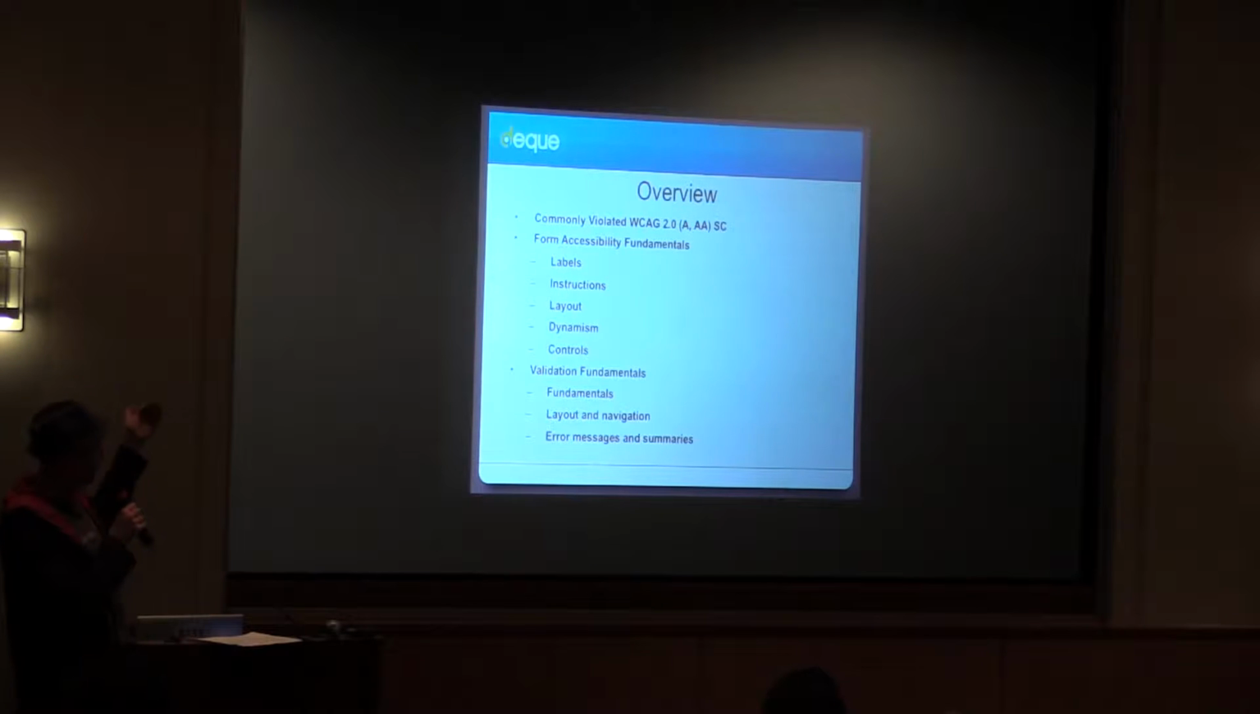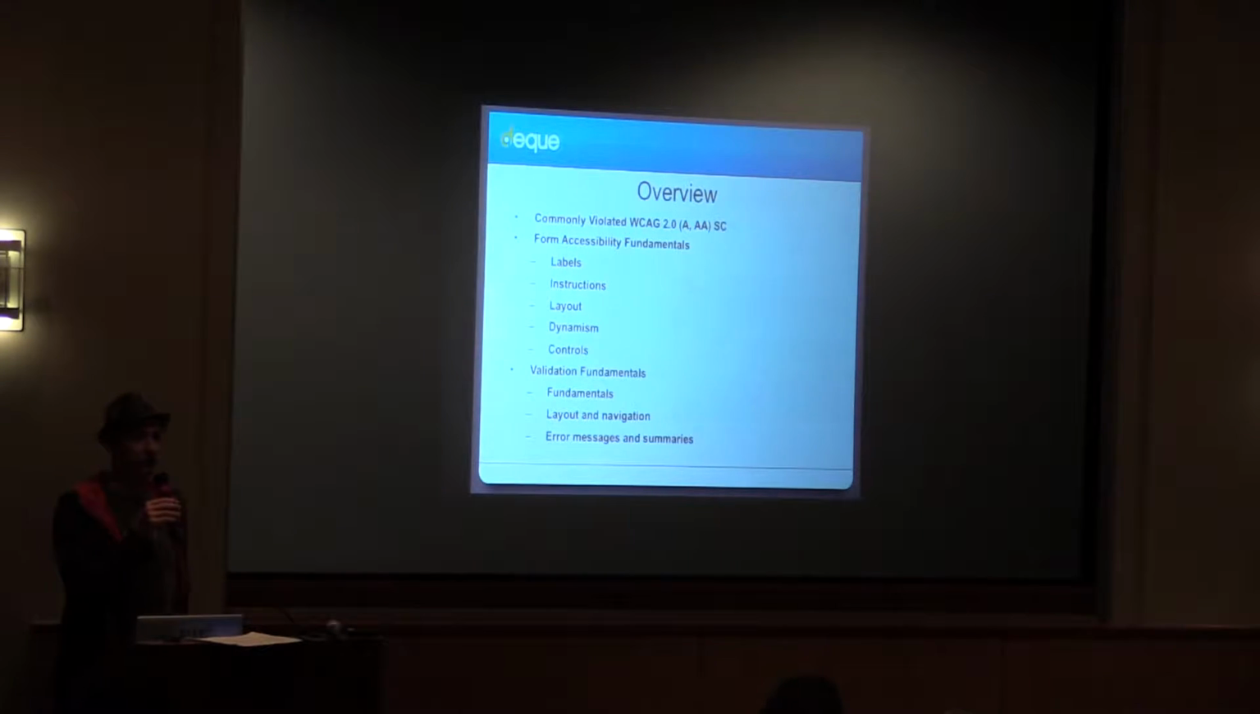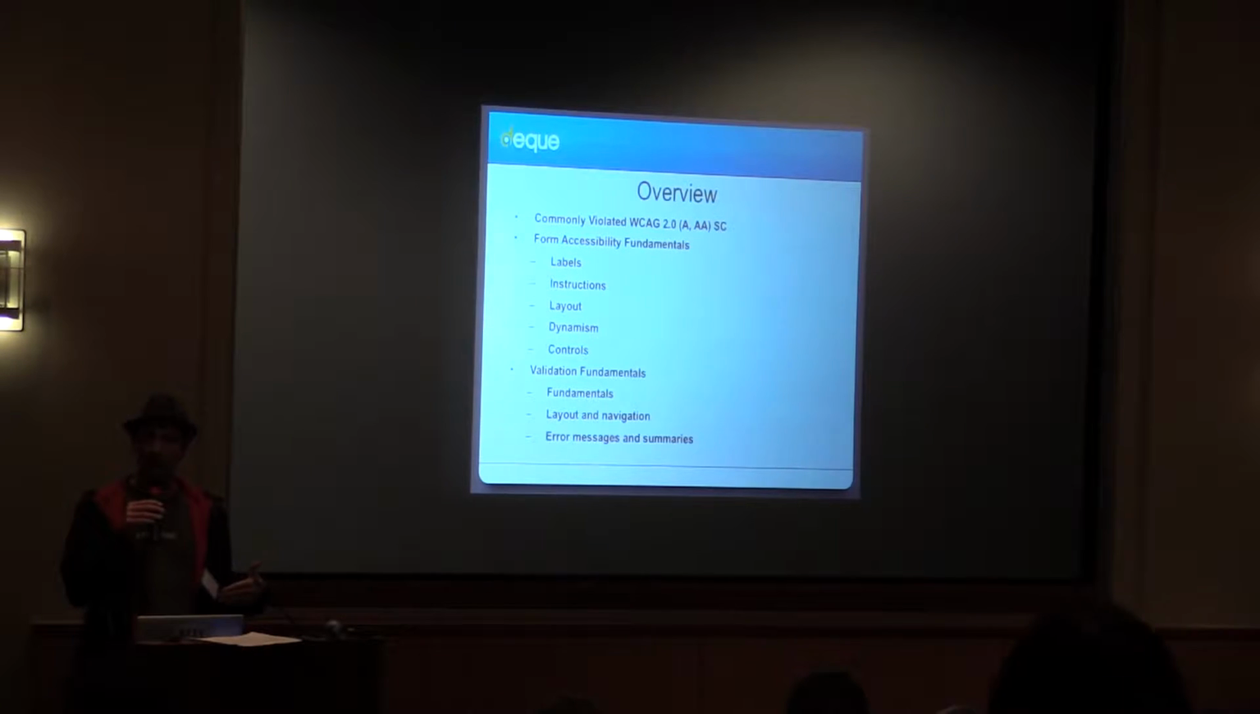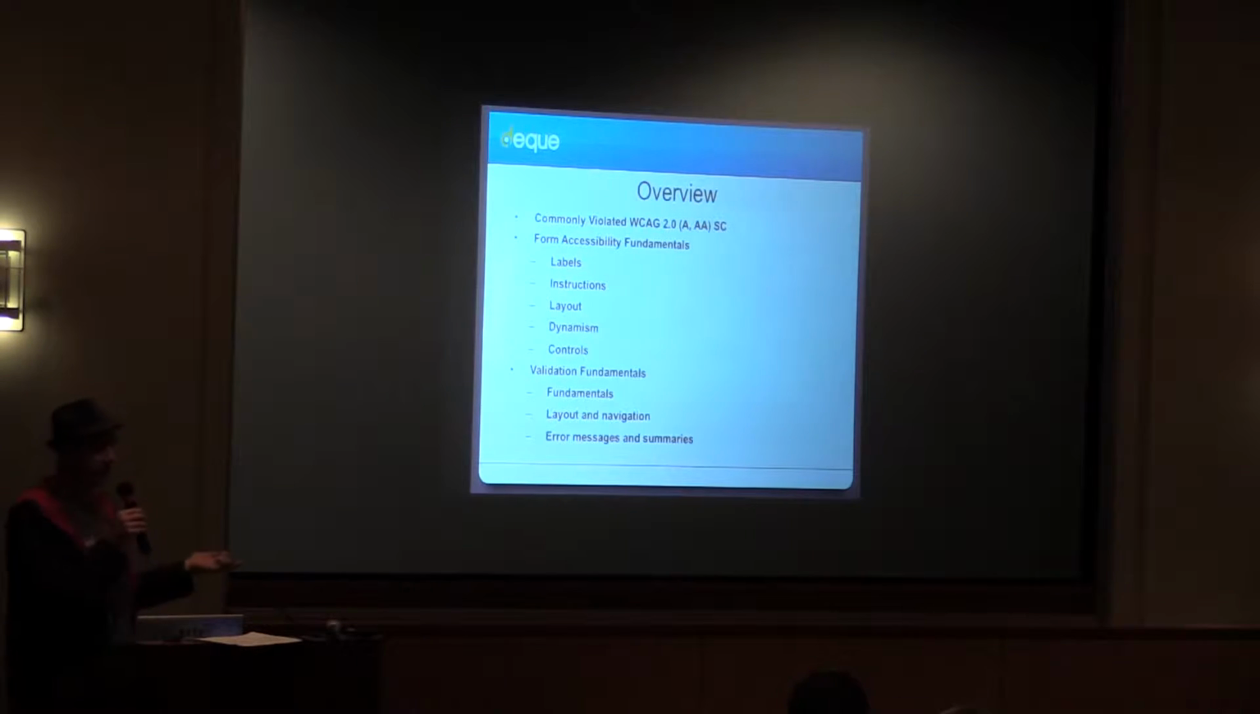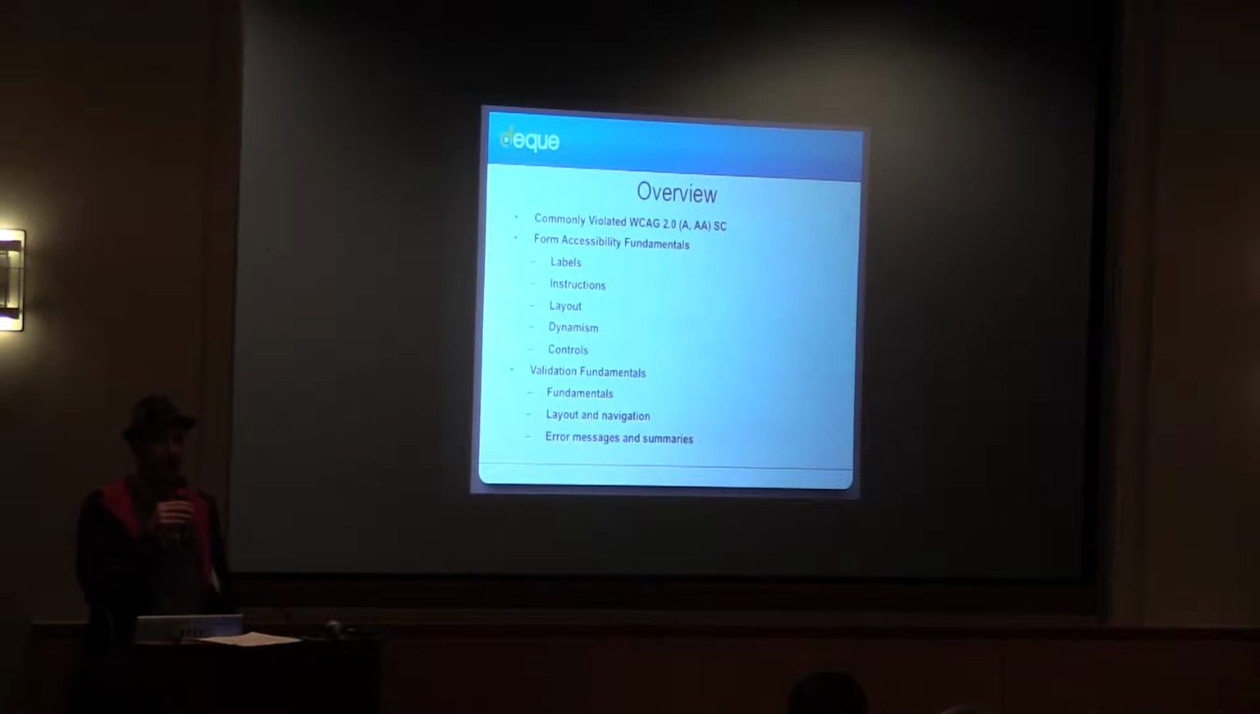So what I'm going to do first is just walk through some of the common WCAG success criteria that are violated often when people do forms, and specifically dynamic forms. Just walk you through those success criteria. In general, every success criteria in WCAG applies to forms, but there are some that are more relevant than others. I'll just walk you through those. Then I'll go through the fundamentals of form accessibility, and then I'll get into validation. And feel free to ask questions throughout the presentation. I don't need to wait till the end for questions.